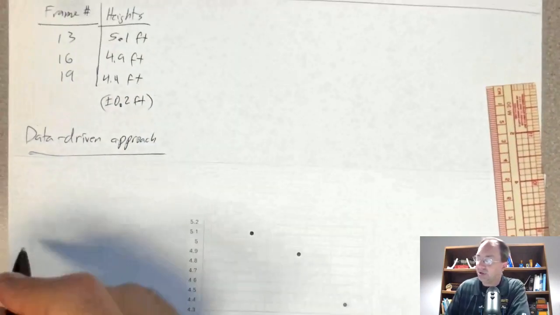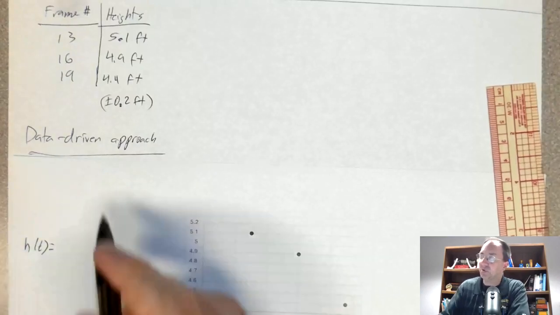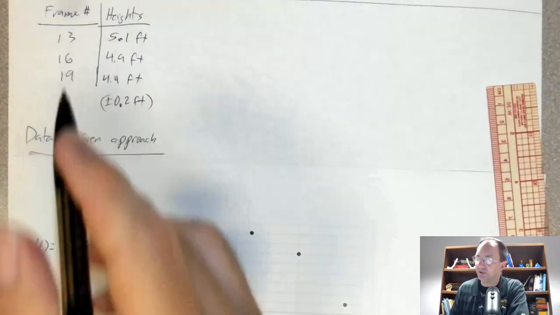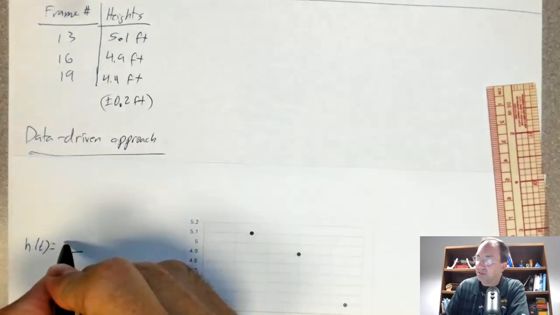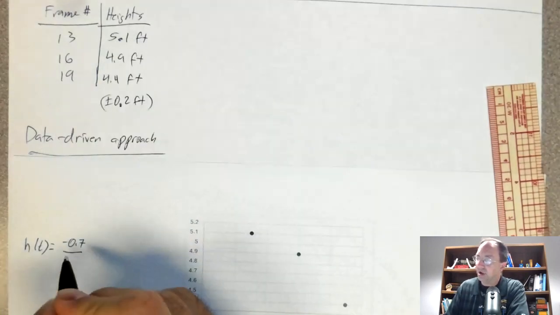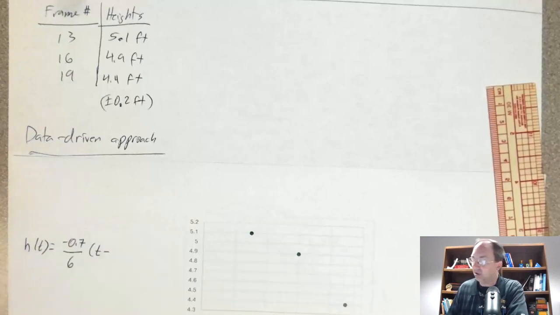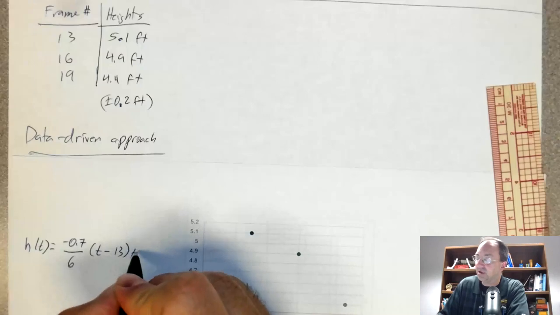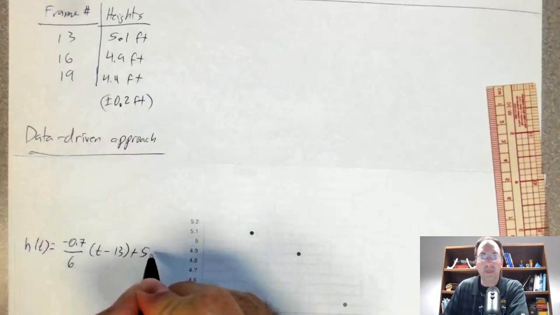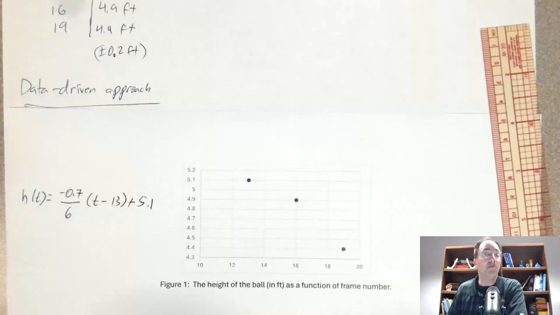If we do that, we can use the point-slope form of a line, where the slope, of course, is just the change in the height over the change in frame number. The change in height is negative 0.7. The change in frame number is 6. And then for the point, we'll pick the first point, so the model is height equals negative 0.7 over 6 times (t minus 13) plus 5.1. Okay? So that would be one model for this data.